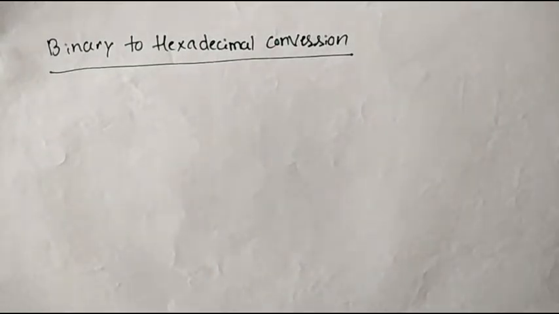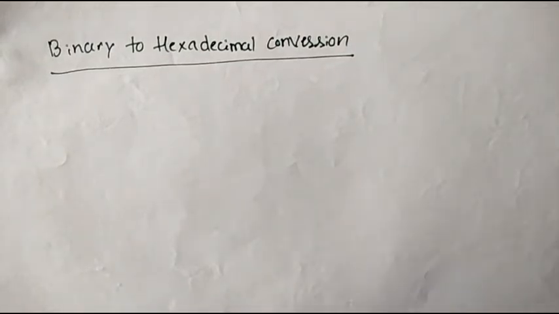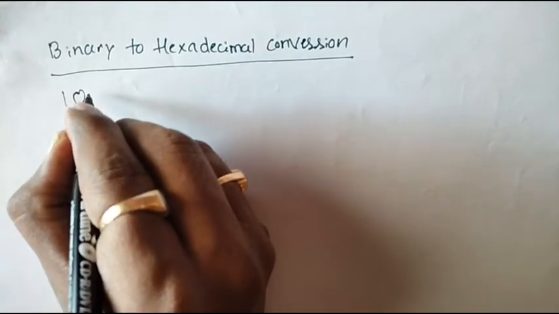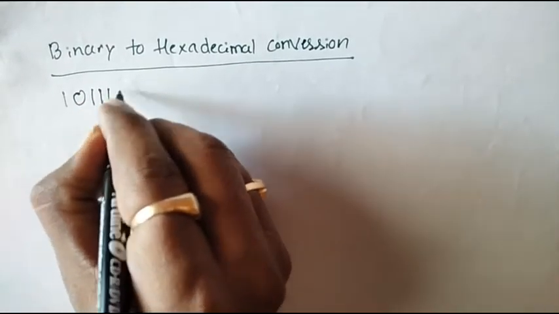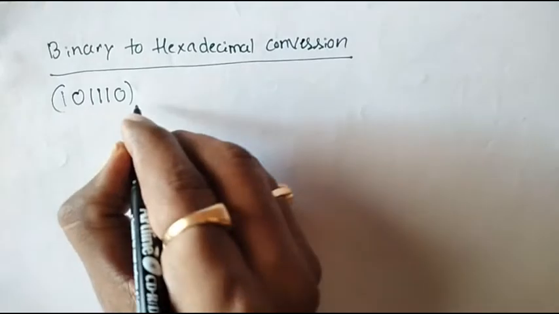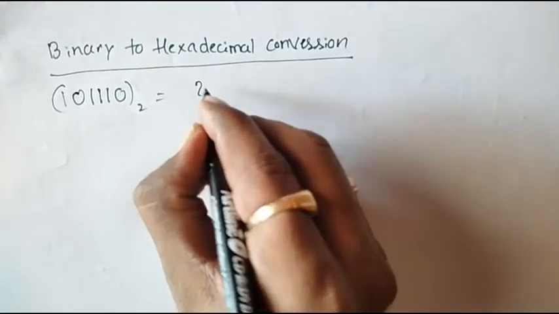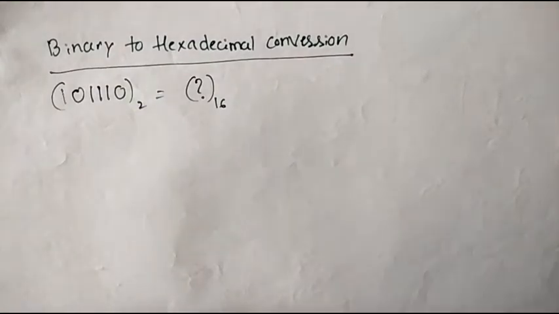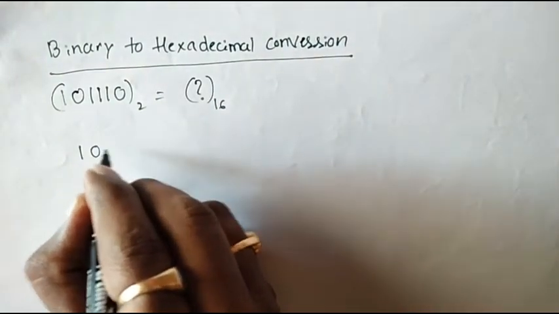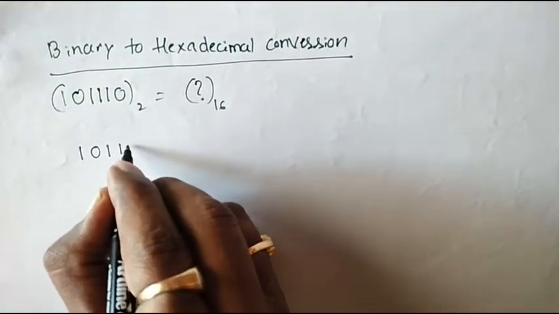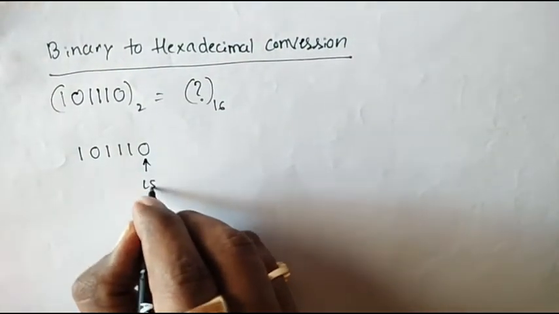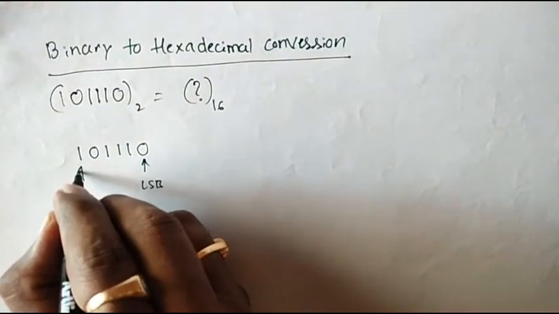Let us see how to convert a given binary number into hexadecimal. Suppose we have a binary number, say 101110. What is the hexadecimal equivalent of this? Note down the binary number 101110. Here this is the LSB and this is the MSB.